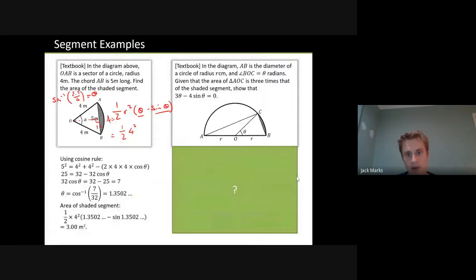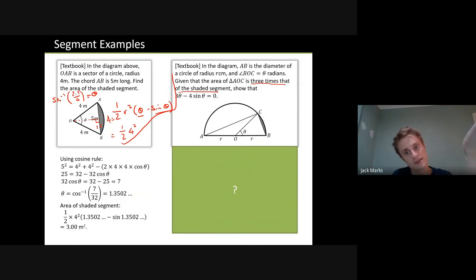Okay, I said we were going to finish with this one, so here we go. If we have space. So AB is the diameter. Given the area of AOC is 3 times the shaded segment. Okay, AOC is 3 times the shaded segment. That sounds important. Show that 3 theta, right? So everything is in general terms. So what would be a good place to start?